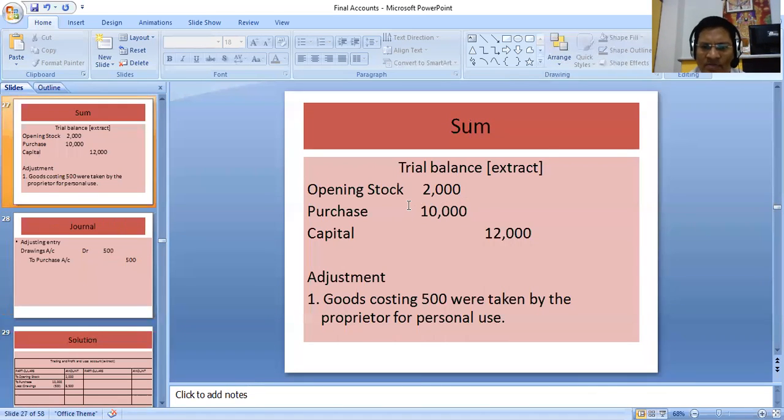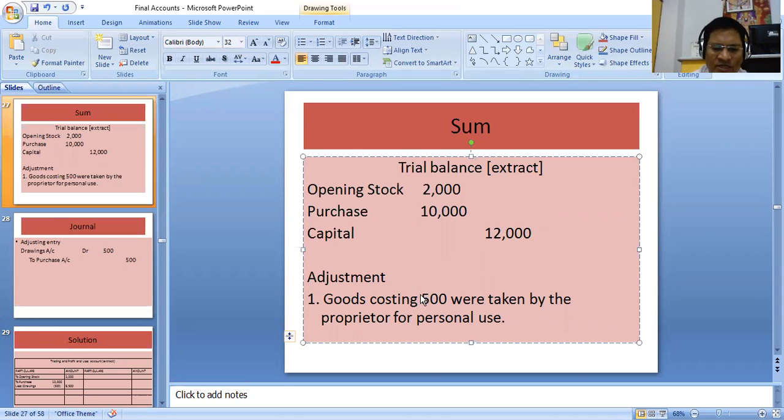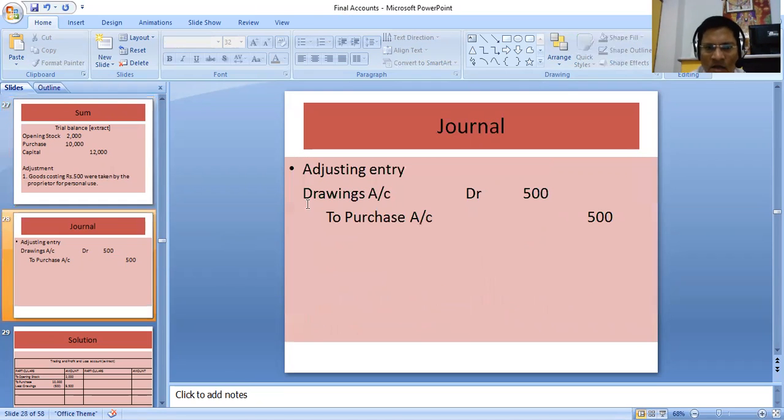Opening stock 2000, purchase 10,000, capital 12,000 in the trial balance extract given. An adjustment is goods costing 500 were taken by the proprietor for personal use. So goods costing rupees 500 is taken by the proprietor for his personal use. So drawings to purchase is the journal entry.